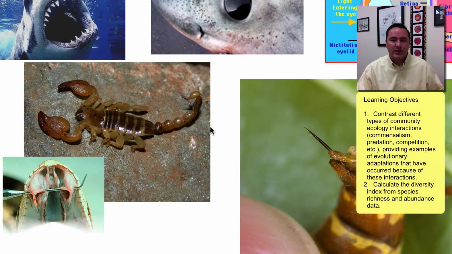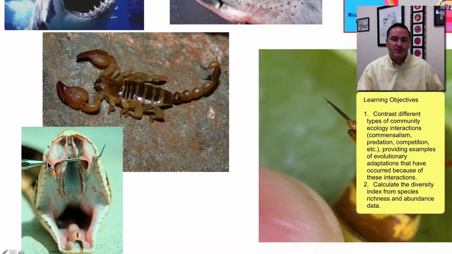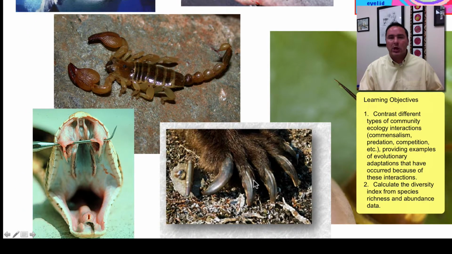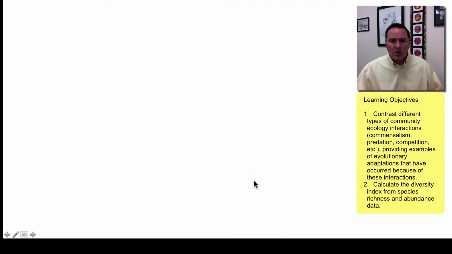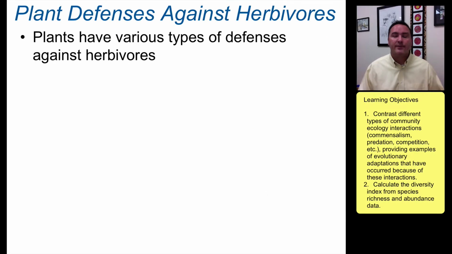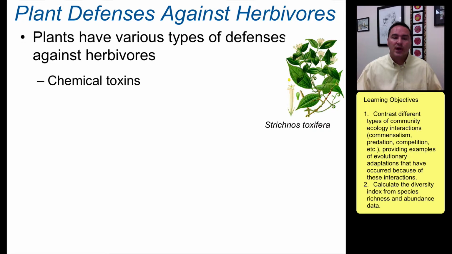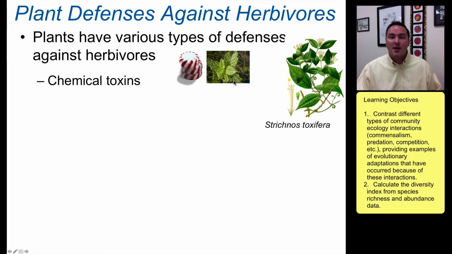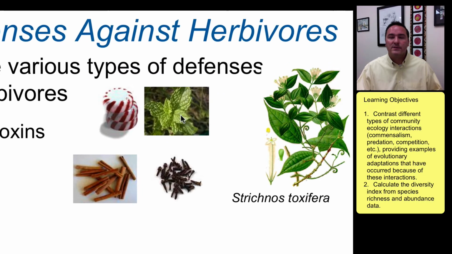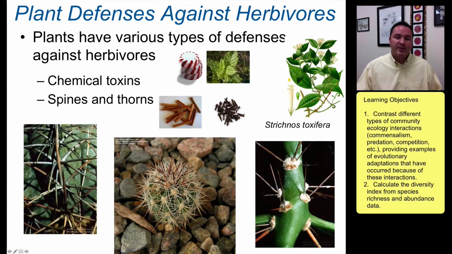Scorpions with big pincers and also with their evolved stingers, snakes with their fangs and so forth, bears with claws. So plants cannot get up and run away if they're going to be eaten. Rather, they have evolved different kinds of defenses, things like chemical toxins, such as Strychnos toxifera, the plant responsible for strychnine. Peppermint and cinnamon and cloves are all plants' ways of defending against insects eating them, and we take advantage of them and use them as spices. Spines and thorns have been used by plants to dissuade predators from eating them.